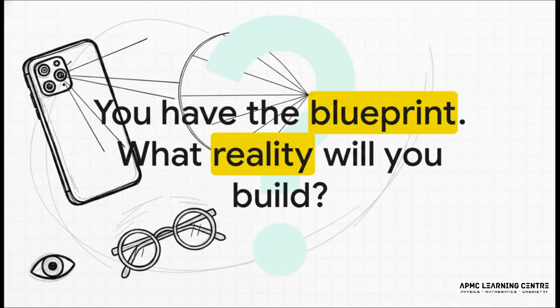And there you have it, the complete blueprint for how converging lenses shape our world. From the camera in your phone to the glasses on your face, these exact same principles are at play all around us every single day. So now that you have the blueprint of light, what new things will you see?